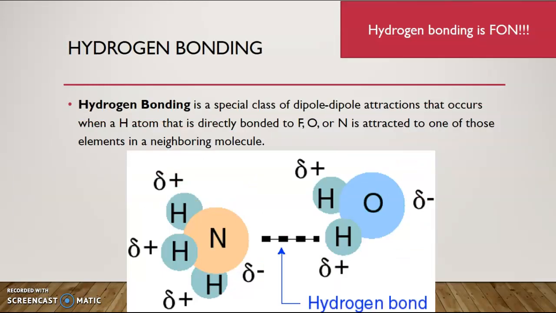So hydrogen bonding, our last type of intermolecular force, is a very special type of dipole-dipole attraction that only occurs when a hydrogen is directly bonded to a fluorine or oxygen or nitrogen. I like to say this is a way to remember it: hydrogen bonding is fun, right? So I have to have that HF, that HO, or that HN. And that creates a very special bond here. So special, in fact, that it's actually the bond that holds our DNA together. So it's a pretty big deal.